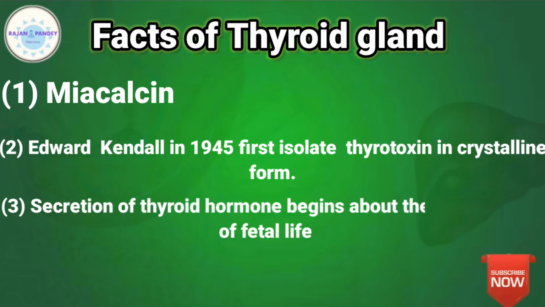Secretion of thyroid hormone begins about the third month of fetal life and it increases at puberty and in women increases during pregnancy. When the supply of iodine is deficient, excess thyroid stimulating hormone is secreted and there is proliferation of thyroid gland cells and enlargement of the thyroid gland. This is known as goiter.